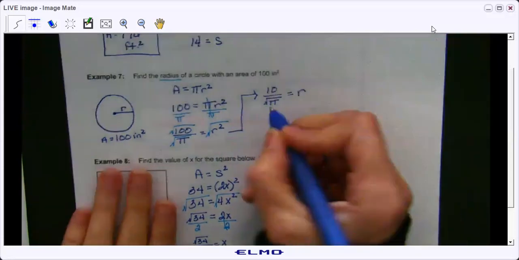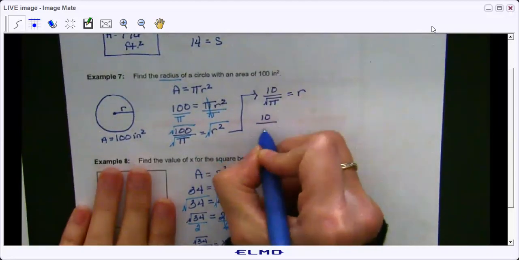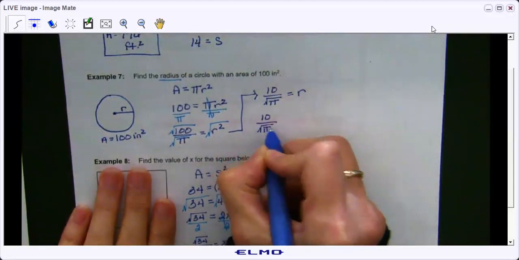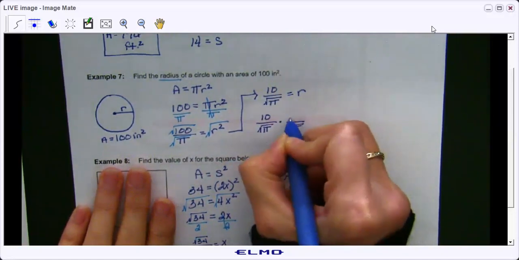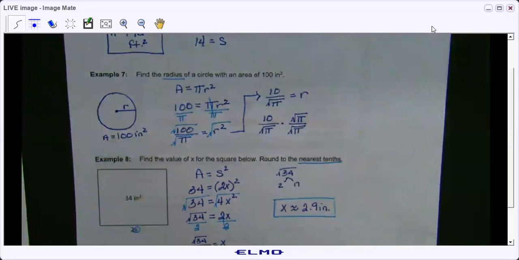Good. So look at this. We're going to take 10 divided by the square root of pi times the square root of pi over the square root of pi. This is called rationalizing the denominator, because remember, your denominator cannot be an irrational number. And this is what the square root of pi is. It is an irrational number. So to get rid of that, we just multiply by itself, because the square root of pi times the square root of pi is the square root of pi squared.